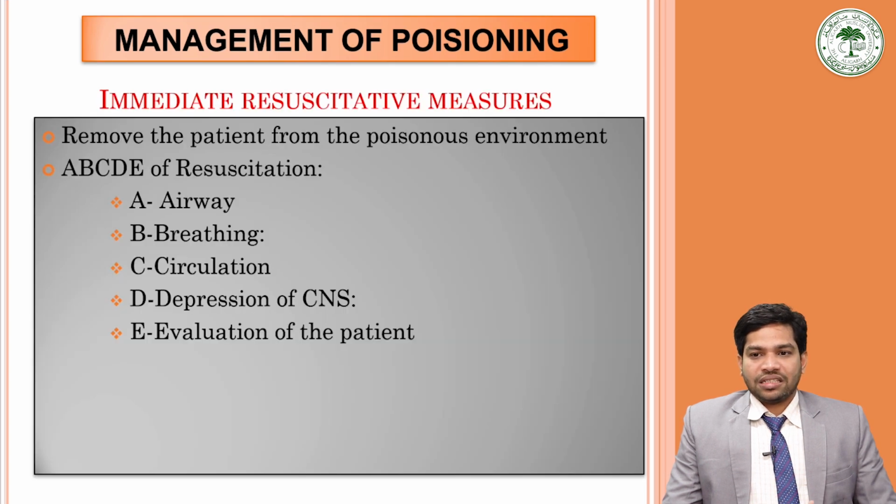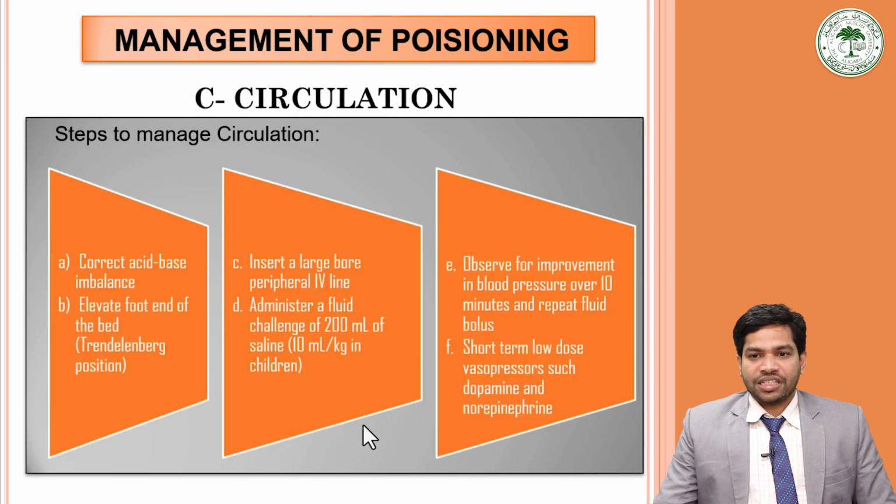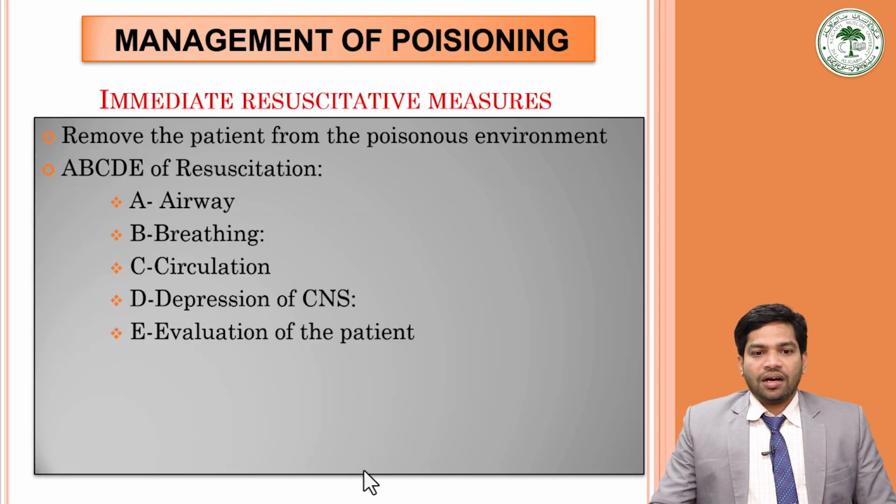Under the immediate resuscitative measure, we learned that patients of poisoning shall be removed from the poisonous surroundings and ABCD of resuscitation shall be performed. Under the ABCD of the resuscitation, we learned up till now airway, breathing, circulation and depression of the CNS.